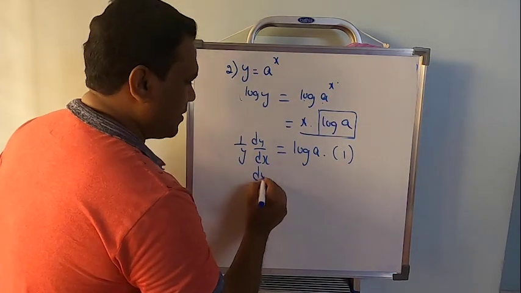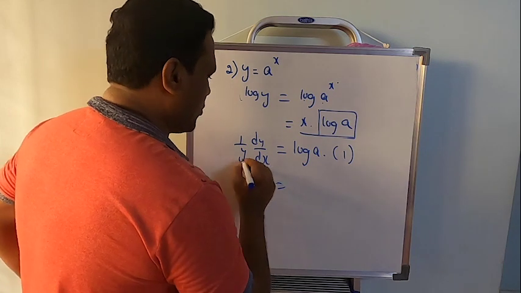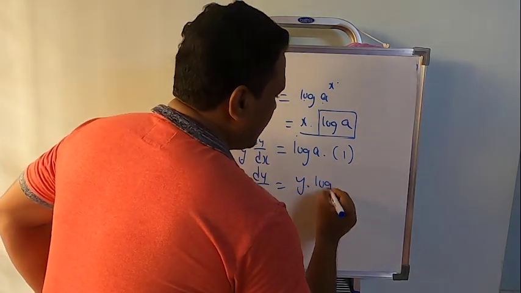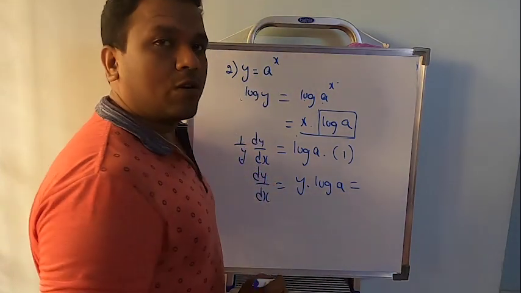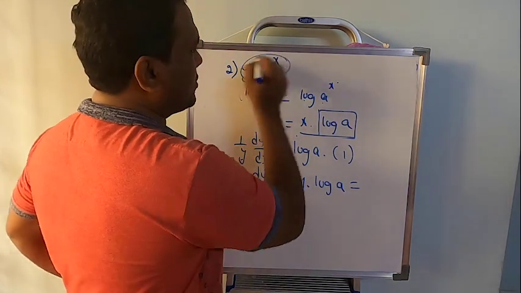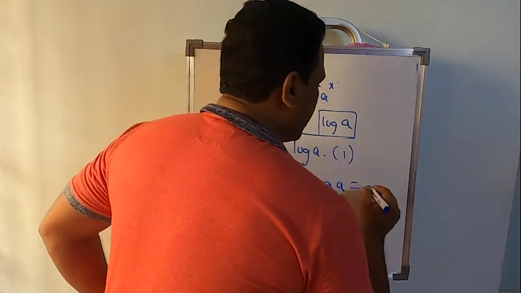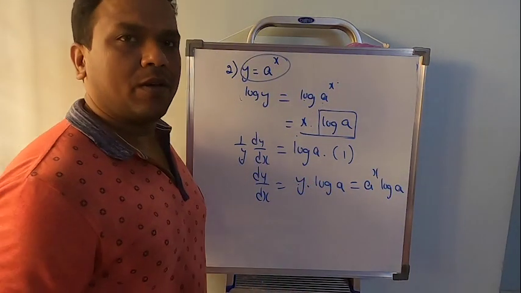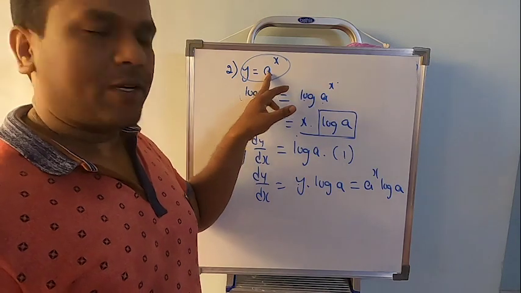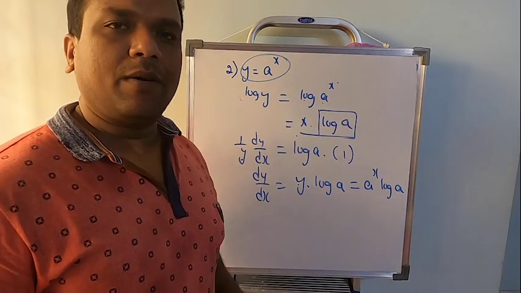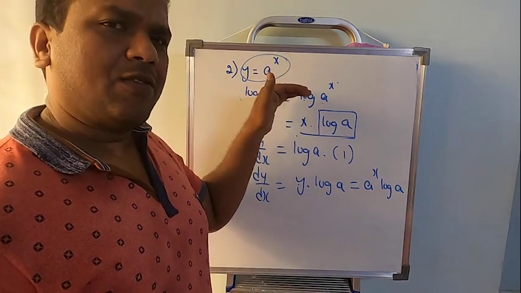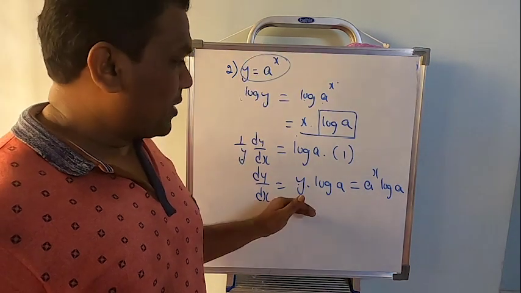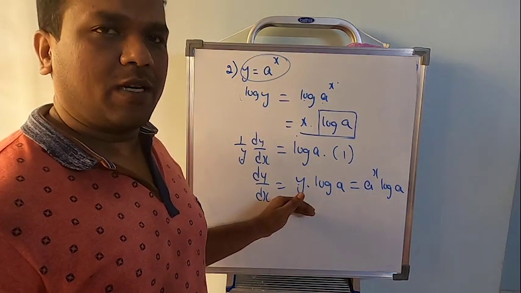So finally dy by dx equal to y, we are shifting to the right side every time. So y multiplied by log a. What is the value of y? The y value is nothing but a power x. So here it's going to be a power x multiplied by log a. So differentiation of a power x with respect to x will be a power x multiplied by log a. We derived this formula by using the first principle method in the first year PUC. Now the same thing we can do even by using logarithmic differentiation also.